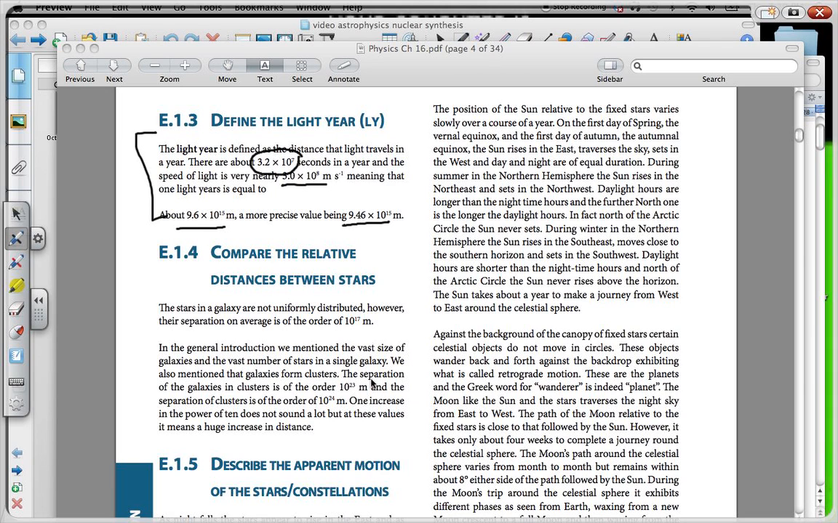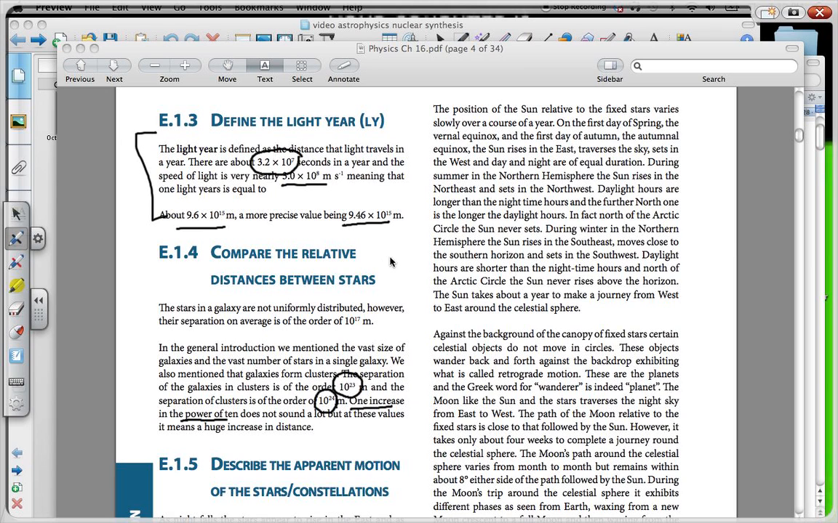Notice the point over here: the separation of galaxies in a cluster is in the order of 10 to the 23, and the separation of galaxies is in the order of 10 to the 24. It makes the point that one increase in the power of 10 does not sound a lot, but with these values, it is a huge amount. So times 10 of the distance between galaxies in a cluster is a huge amount.